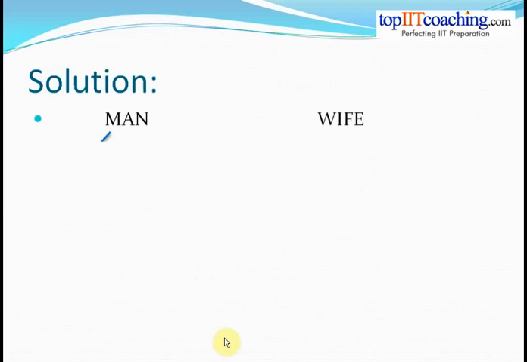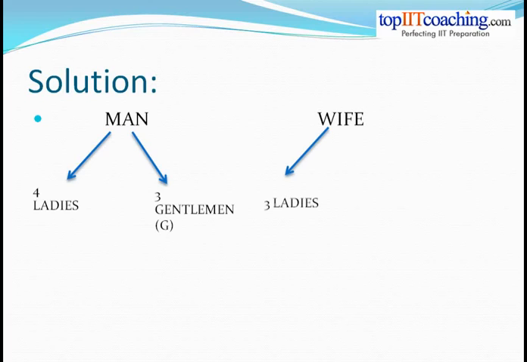The man has got relatives, out of which there are 4 ladies and 3 gentlemen. For the wife there are 3 ladies and 4 gentlemen. Now for inviting for a dinner party, in which there has to be 3 ladies and 3 gentlemen, and 3 relatives of the man and 3 relatives of the wife, there are actually 4 cases.